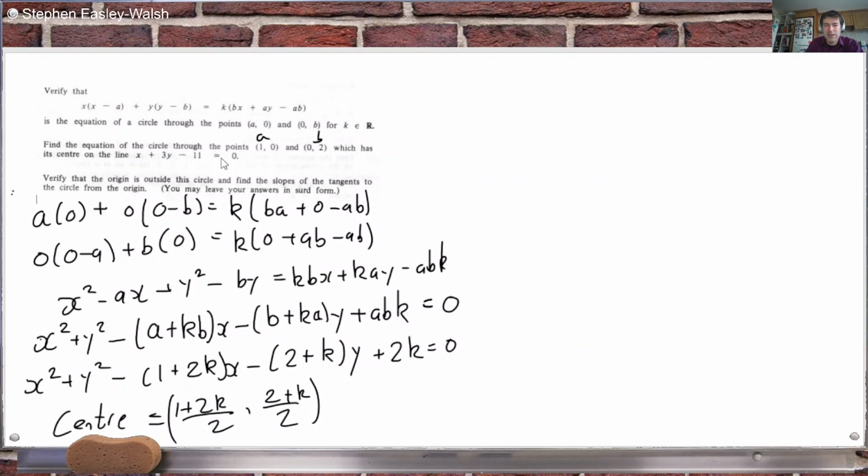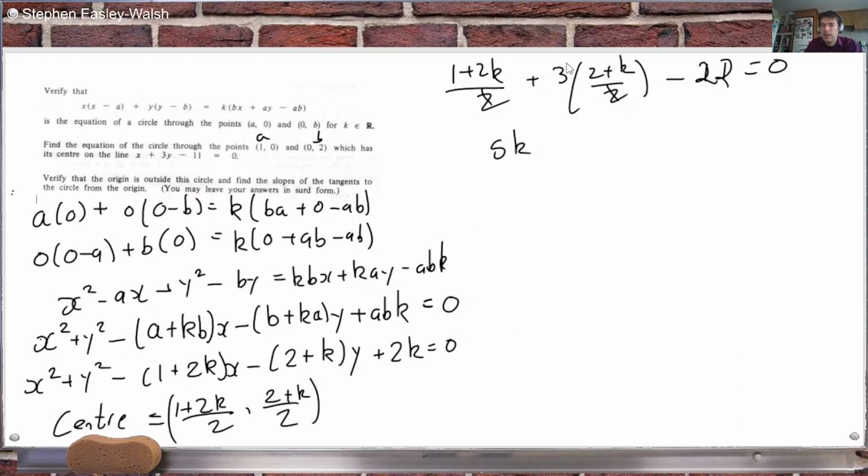And that center is supposed to be on that line. So if we sub that in, we get x plus 3 times y minus 11 equals 0. I'll multiply by 2, getting rid of those. And I'll have 2k plus 3k is 5k. 3 times 2 is 6 plus 1 is 7. So that will equal 22 minus 7, which is 15, right? So that means k is 3.